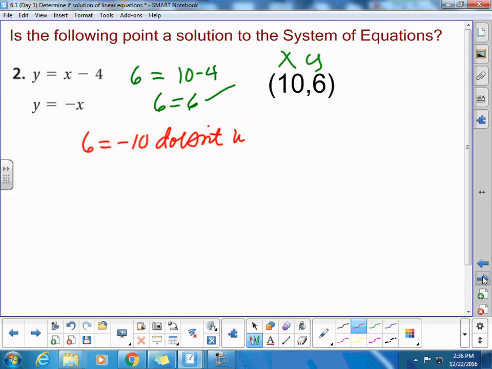Now, even though it's a solution for the first equation, if it doesn't work for both, then it is not a solution. So not a solution to the system.